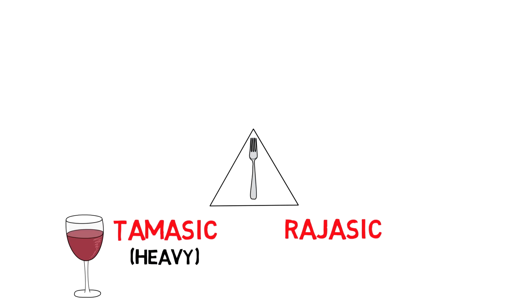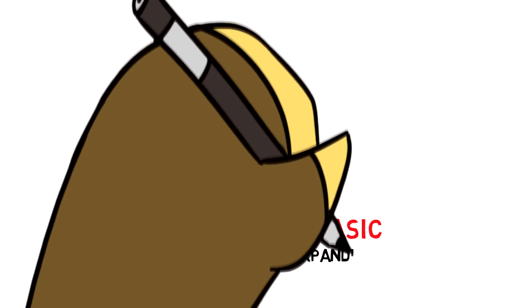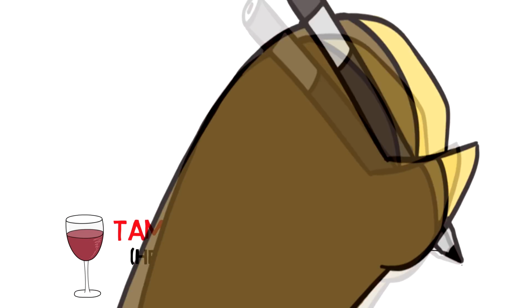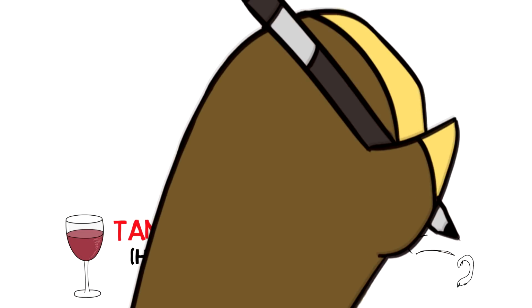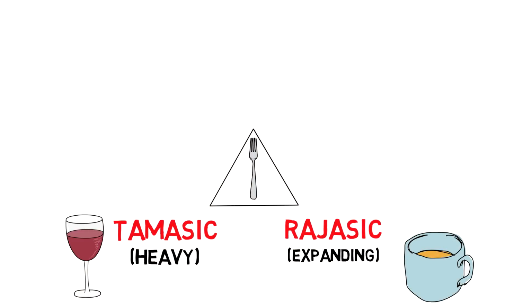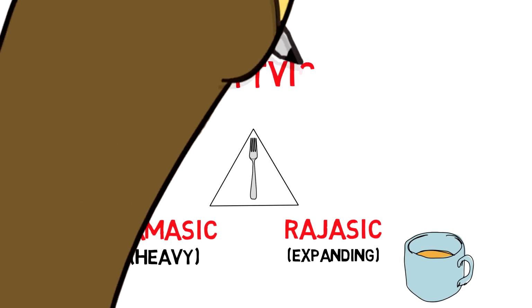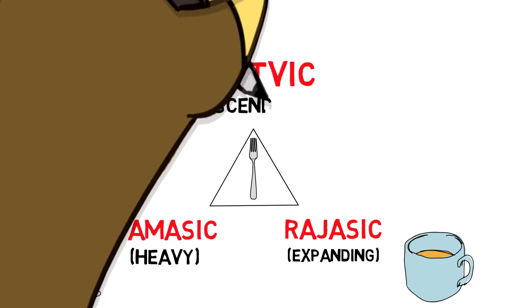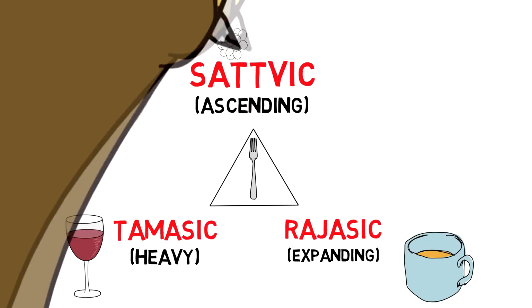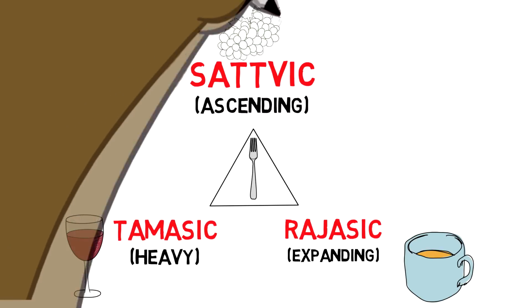Expanding foods, including onions, garlic, hot spices, stimulants like caffeine, fish, eggs, and salt, are all thought to excite the intellect and passions, which can interfere with meditation. Finally, there are ascending foods, which include fruits, vegetables, and grains, which are thought to promote transcendence, subtleness, and orderliness.